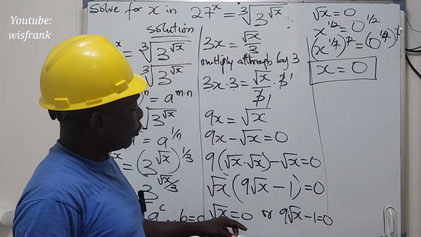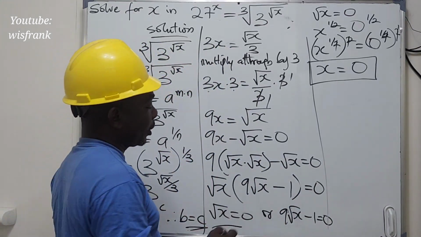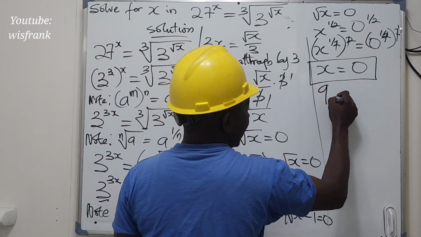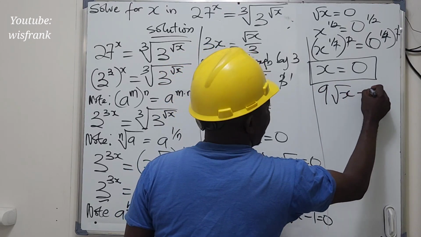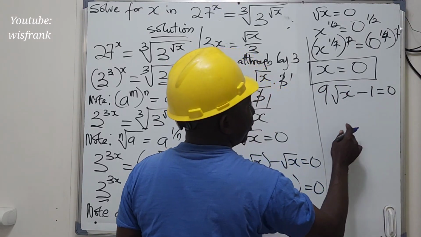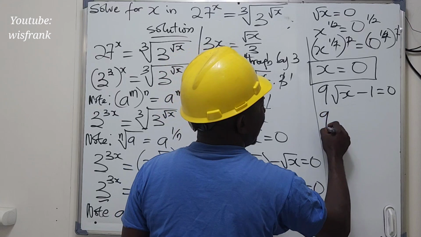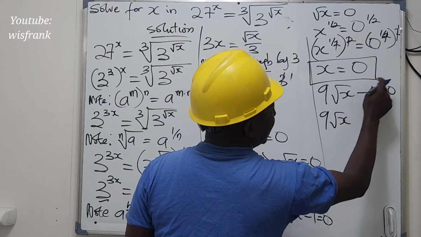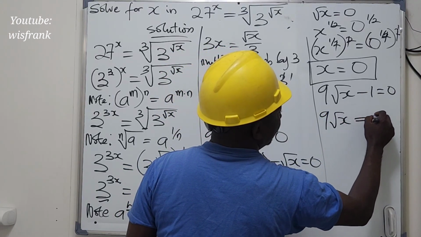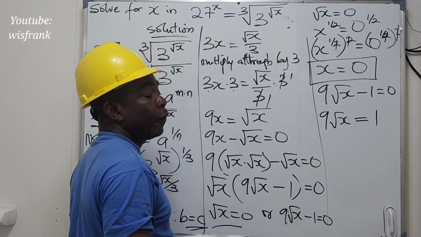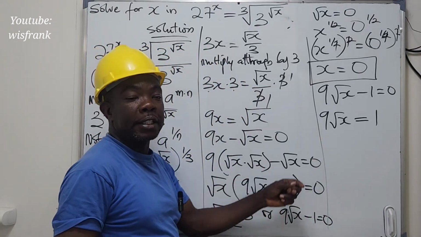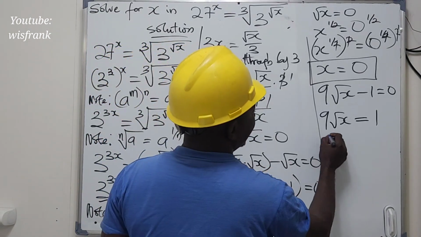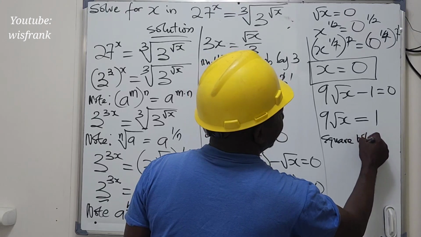X equals 0. So we take the second case where we have 9 root x minus 1 equals 0. From there, transposing this to the other side, 9 root x becomes equal to 1. So for us to find the value of x here, we need to square both sides.